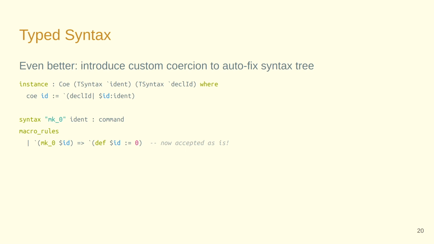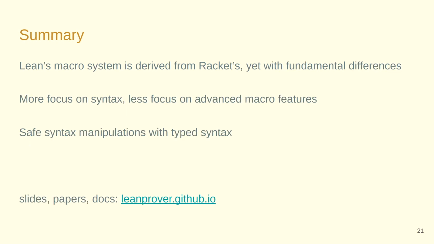Well, we do that via this function, which uses a quotation. And as soon as we do that, we can now actually write down the original macro again, which used to be wrong, but now we will automatically fix this type error by inserting this function call, and thus fix the syntax tree as well. Okay, I think that's all I wanted to talk about.